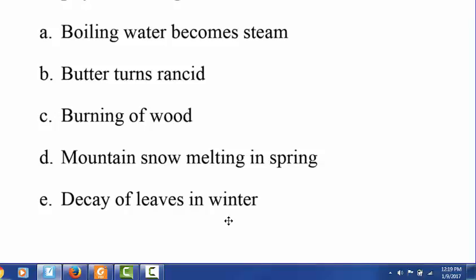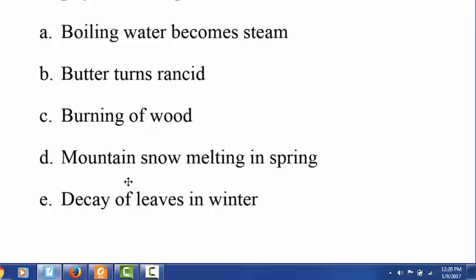Decay of leaves in winter. Just like the butter turning rancid, this is a decomposition. This is a rotting. This is a chemical process brought about by microbes breaking apart the chemicals in the leaves to form, well, whatever's left over from decaying leaves. Generally, we recognize that as just humus, dirt, basically. So that would be a chemical change.